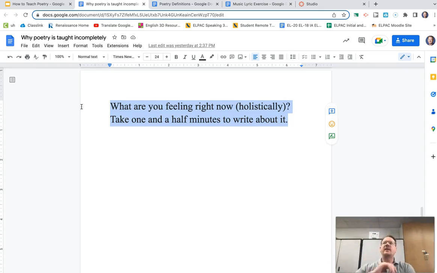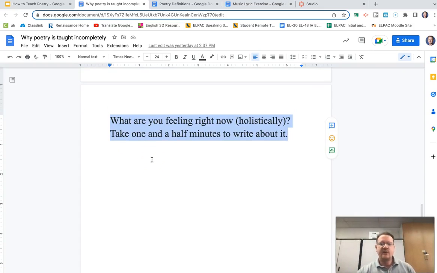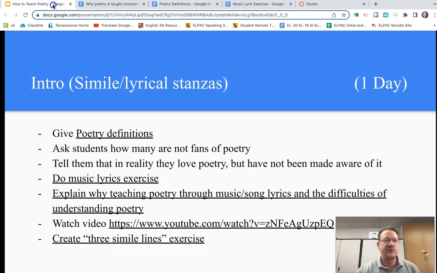Now have them take a minute and a half to write down whatever they're feeling. Free write. They don't have to share if they don't want to, but just literally, what are they feeling? Because now they're essentially writing a poem, right? So that's the next exercise.